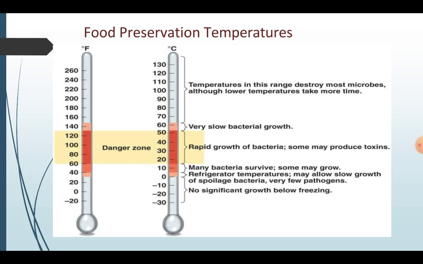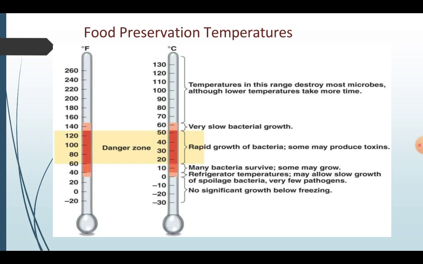Food preservation temperatures. Temperatures in this range destroy most microbes, although lower temperatures take more time. Very slow bacterial growth at 50 to 60 degrees Celsius. Rapid growth of bacteria, some may produce toxins, at 20 to 40 degrees Celsius. Many bacteria survive, some may grow, at 0 to 10 degrees Celsius.